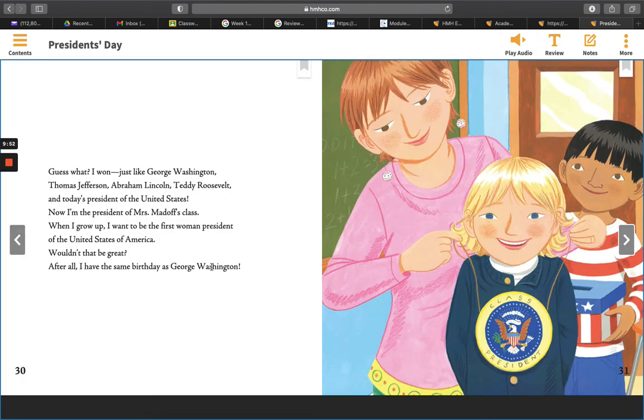Okay, I want to go back to this page. We talked about point of view. Third person is someone that's not in the story. And first person is someone that is in the story. I want you to take just a second and decide, was this point of view third person or first person? And then how do you know that?